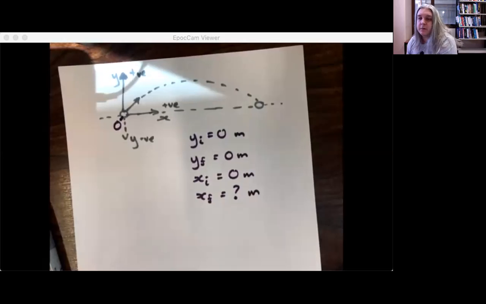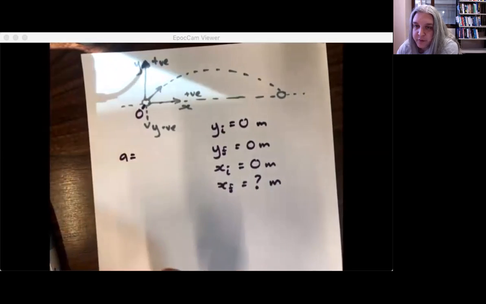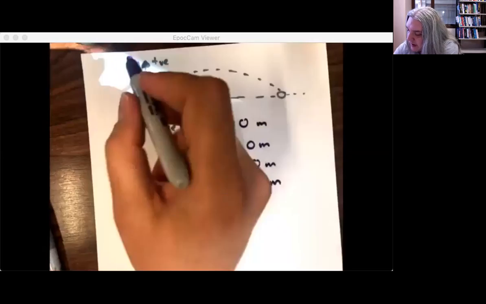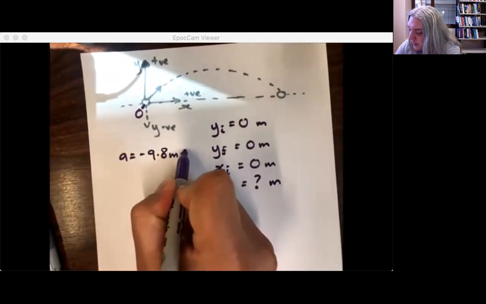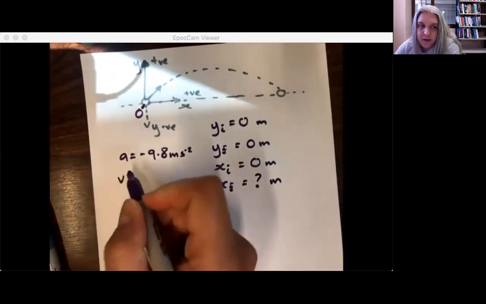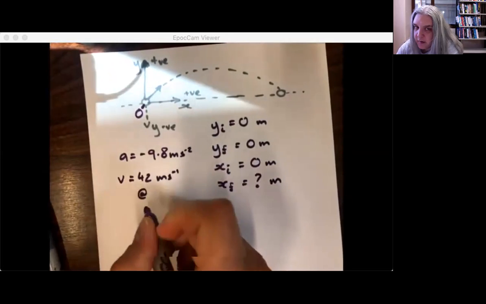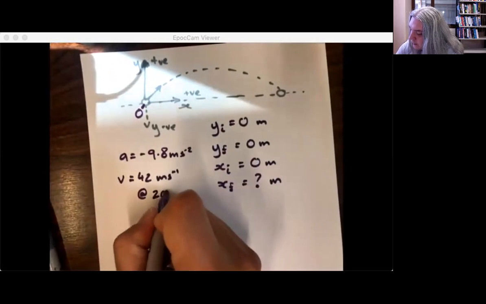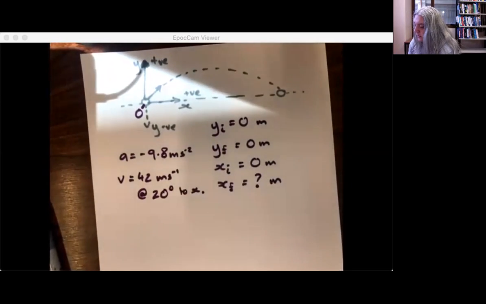The other things we know, we also know that the acceleration is 9.8 meters per second squared downwards. And downwards is in the negative y direction, so negative 9.8 meters per second squared. And we also know that the initial velocity is 42 meters per second, but it's at an angle of 20 degrees to the horizontal, to the x-axis. So that's everything we know, and it's now written in terms of our frame of reference.